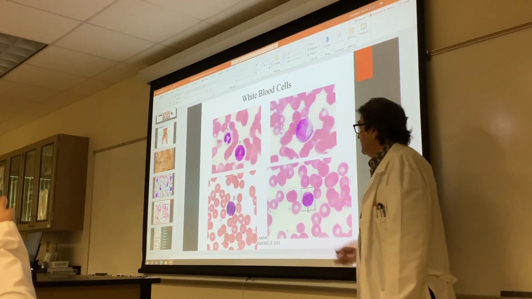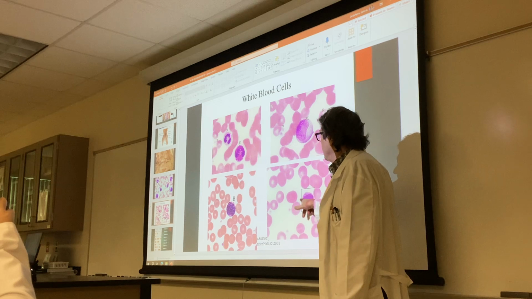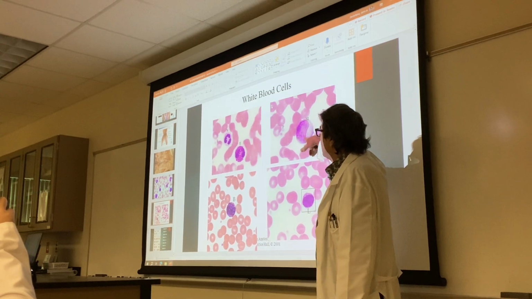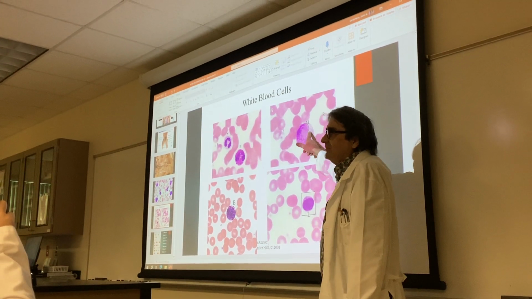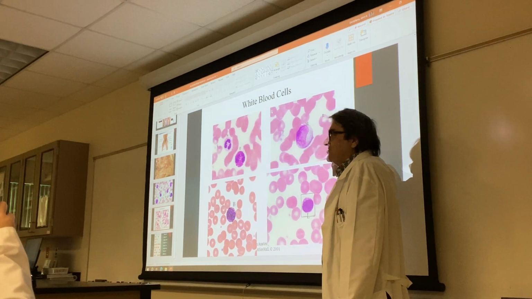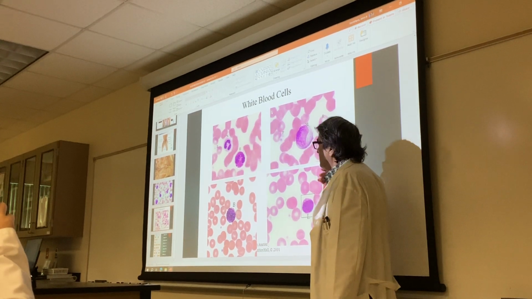I give you this because this one's labeled. You got the L for the lymphocyte and the N for the monocyte, the kidney bean-shaped nucleus. They don't always look like this. Like I said, they change depending on their function at that particular moment.